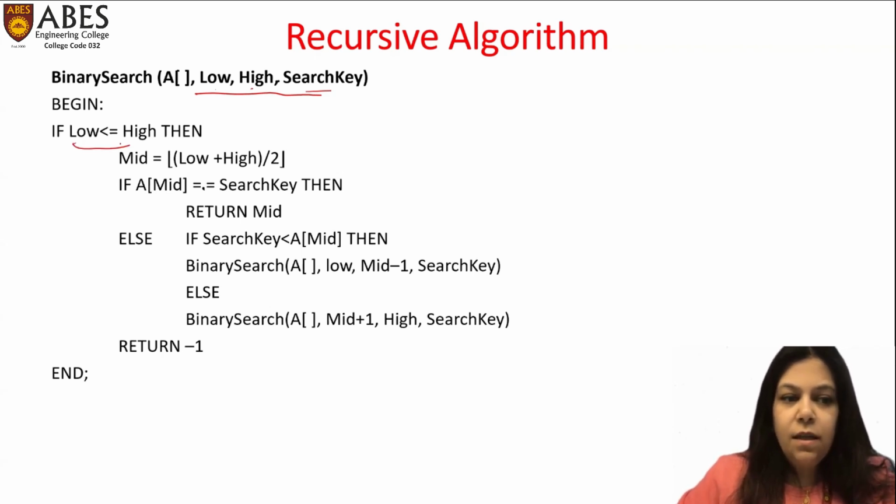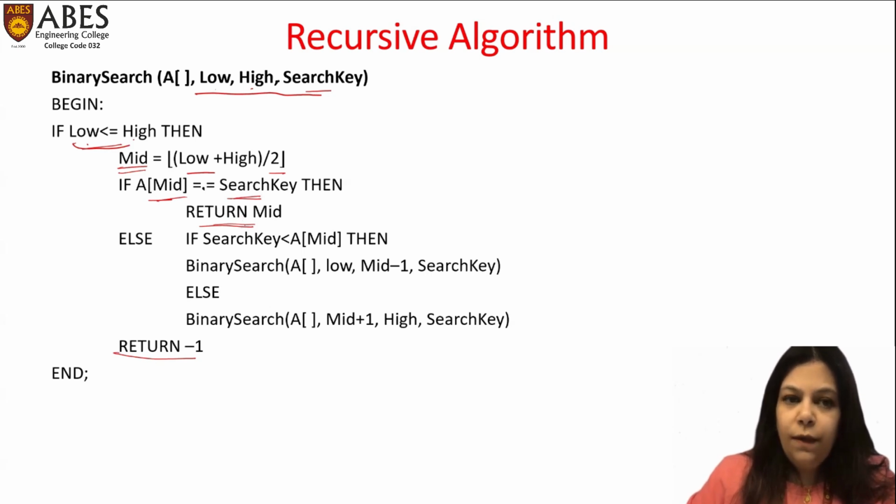The first condition is supposed to be the low index should be less than or equal to high. Definitely, if the value of low is going greater than high, that means the search is unsuccessful. In this case, we will return minus 1. Otherwise, we will calculate the value of mid by taking the floor value of (low plus high) by 2. We will see whether the value stored at the middle index is equal to search key or not. If it is so, then we will return mid. This is another base condition.